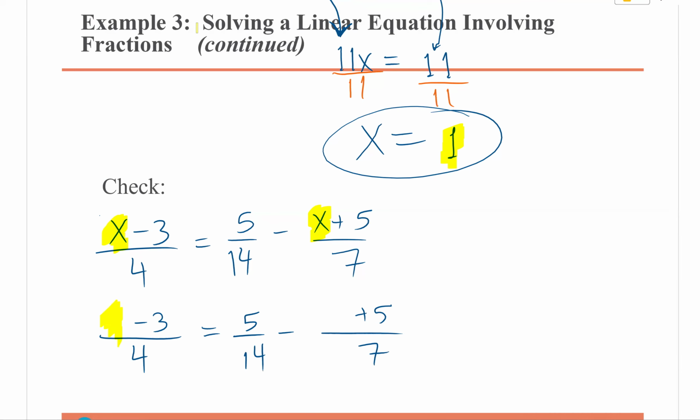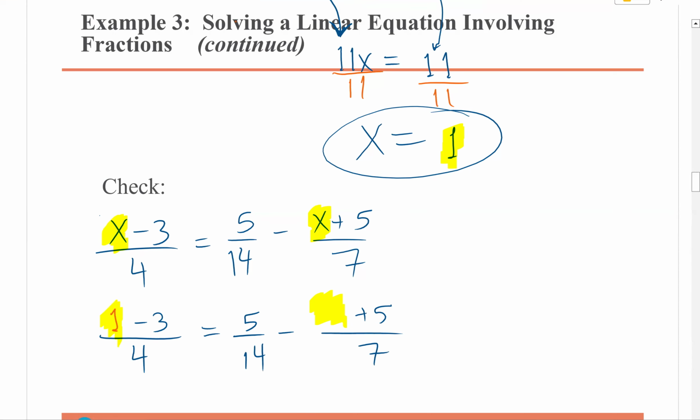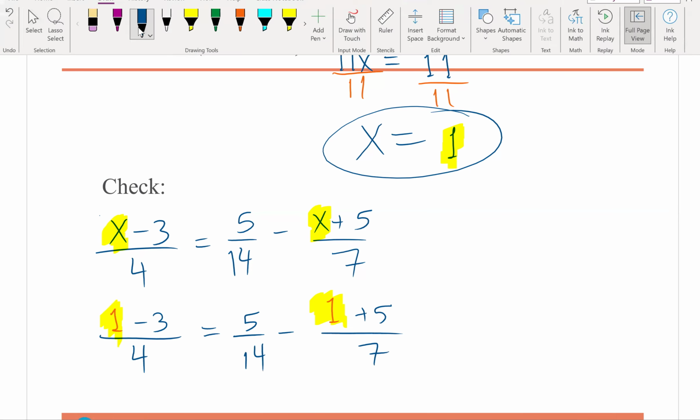You're going to be a 1, and you're going to be a 1, and we're going to see if this is a true statement. If it's true, then I did everything right. If it's false, then I probably did something wrong, and there were so many steps in this problem. I feel like doing something wrong is very easy to do.